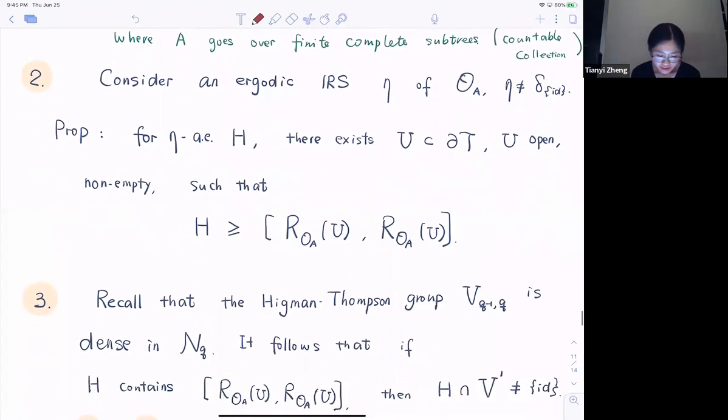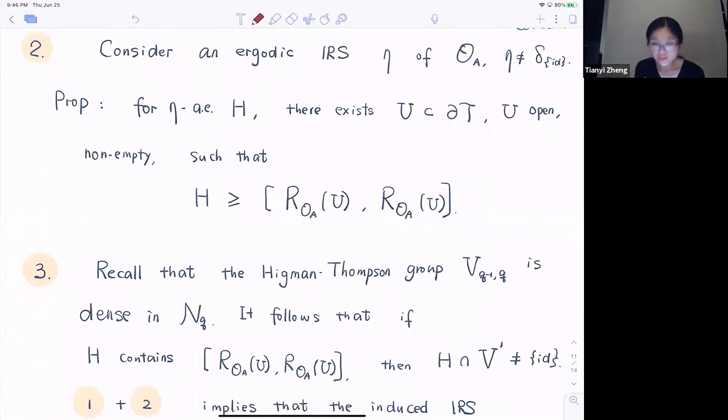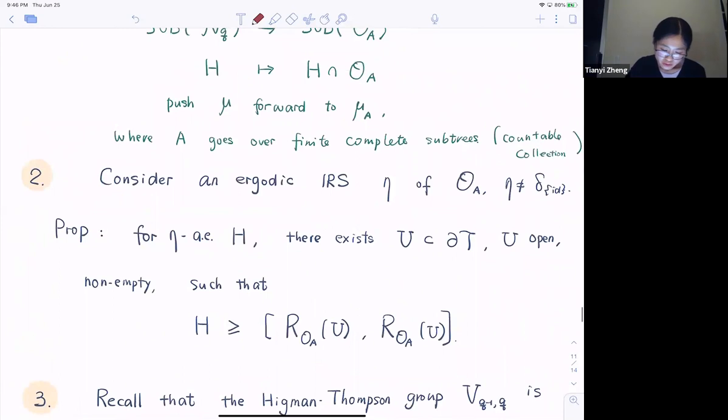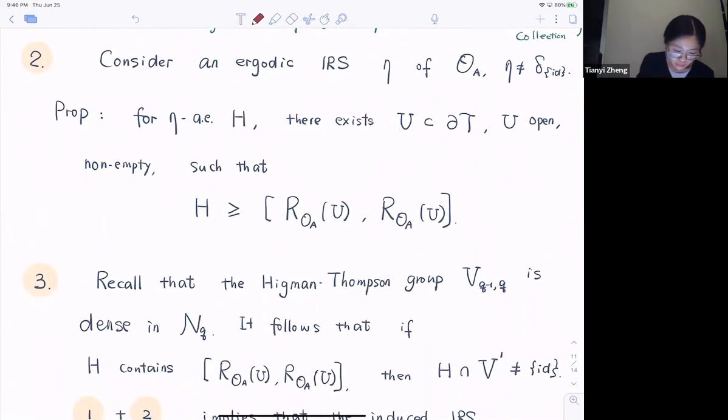So this is the first step, that we are also allowed to go to these elliptic subgroups. And then the heart of the proof is this commutator lemma, exactly in the same form as the one I stated for countable groups. Let's consider an ergodic IRS of OA that is not trivial. The statement is that for almost every sample, you can find some non-empty open set of the tree boundary such that H contains the derived subgroup of the rigid stabilizer. Here in the first step, when you induce like this, you lose ergodicity, but that's not a problem. You can do an ergodic decomposition, so that's not really an issue.